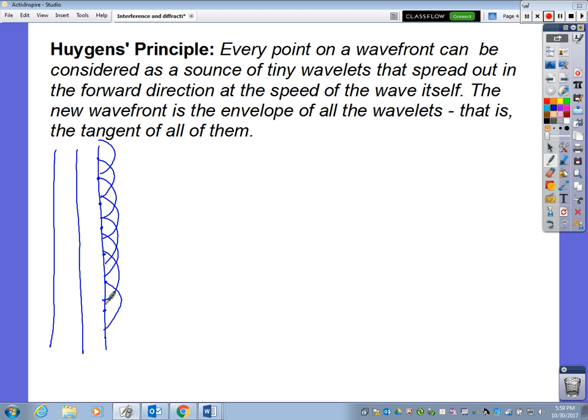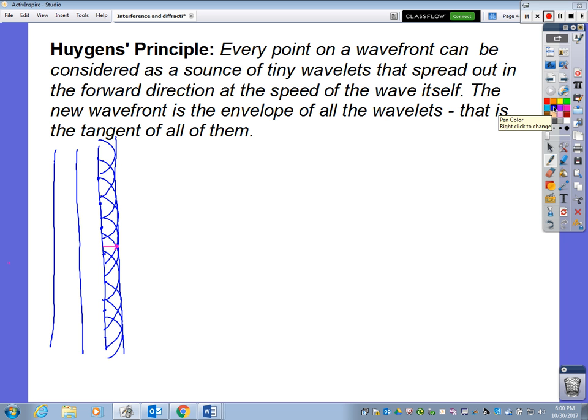So at each point, a wavelet starts, and the new wavefront after a certain amount of time is tangent to all of these little wavelets. So the wave has traveled, I'll use a different color, the wave has traveled this far, okay? In this case, thinking about Huygens' principle doesn't really change the way we think about the wave.